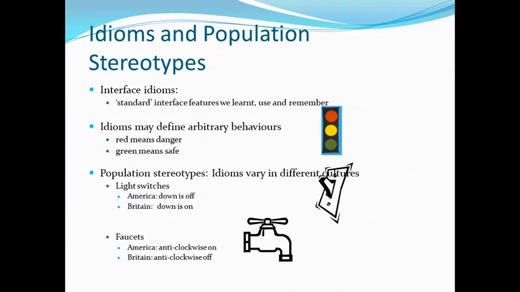Let's look at idioms and population stereotypes, idioms and interface items. Standard interfaces we learned, so use and remember. Idioms may define arbitrary behavior: red means danger, green means safe. Have we come across the red symbol? Yes, many times. Red means a red light, so you have to stop at a signal and shouldn't go ahead. Red means warning. All the tail lamps of two-wheelers and four-wheelers are red because it has the longest wavelength and is noticeable from a longer distance than any other color.